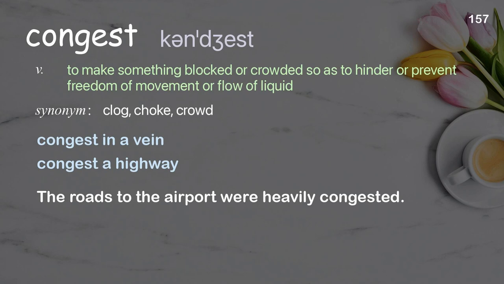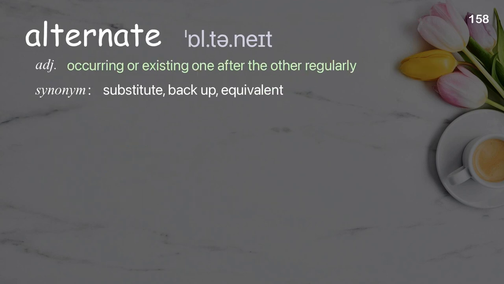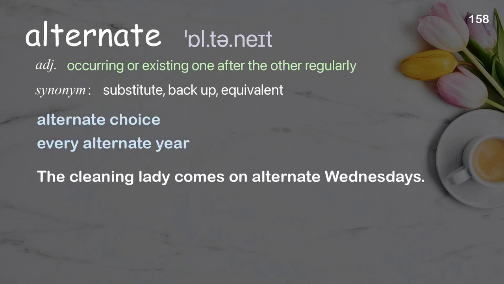Alternate. Occurring or existing one after the other regularly. Examples. Alternate choice. Every alternate year. The cleaning lady comes on alternate Wednesdays.